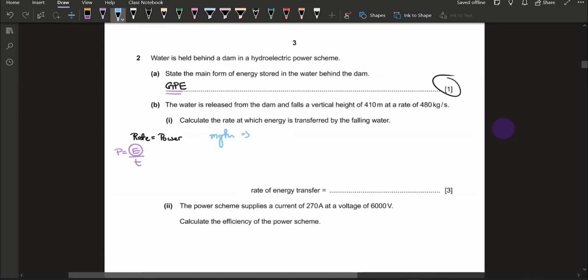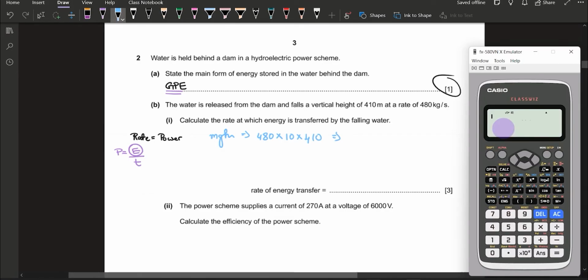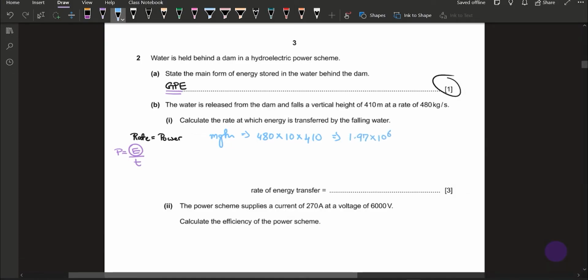We have our mass, which is 480, into our gravitational constant, which is 10, into our height, which is 410, which is going to give us our answer as 480 into 10 into 410, 1.97 into 10 raised to power 6. We found out our energy, and we just divide this by time, which is going to be 1 second. So we get our rate, which is 1.97 into 10 raised to power 6. We can write down our answer here, 1.97 into 10 raised to power 6.